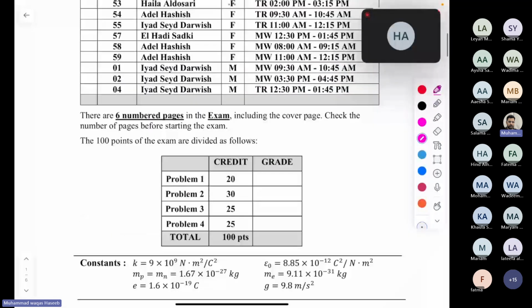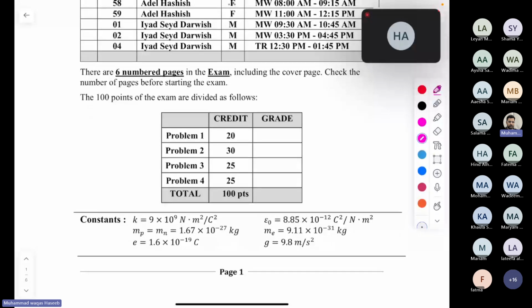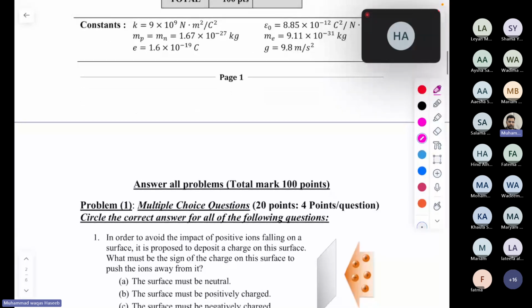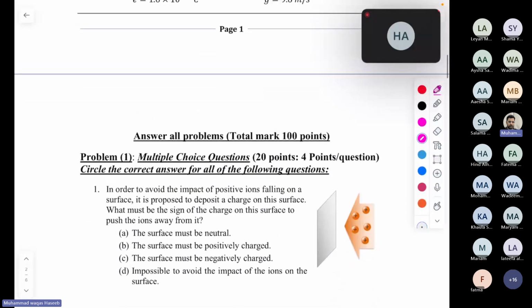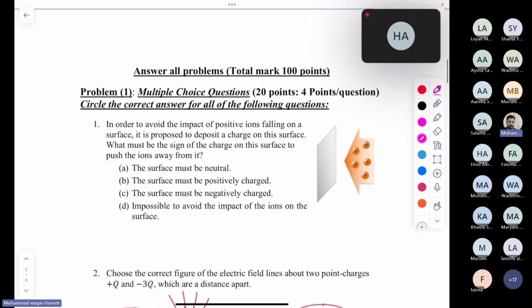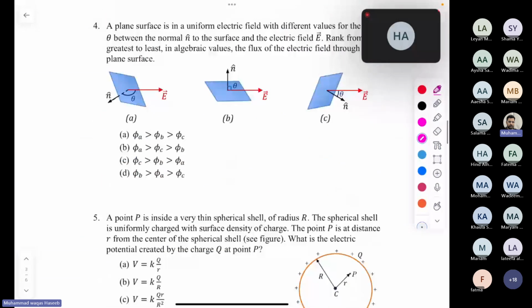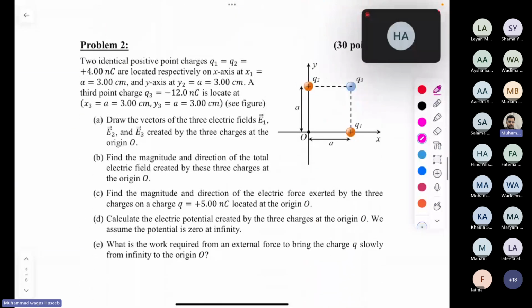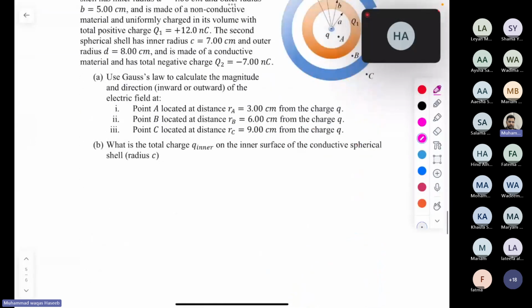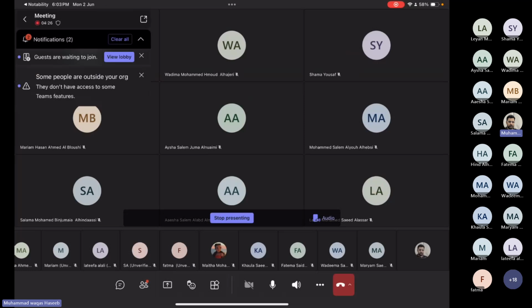So this is the exam, General Physics 2, a midterm exam, and it contains a similar kind of problem set and all that stuff over here. So the first problem will be the MCQs problem. Then you have a problem set, problem 2, then problem 3, and then problem 4.